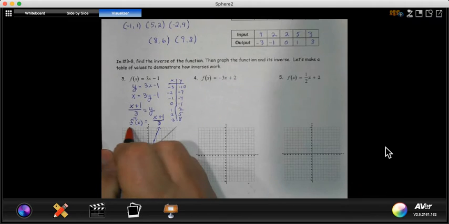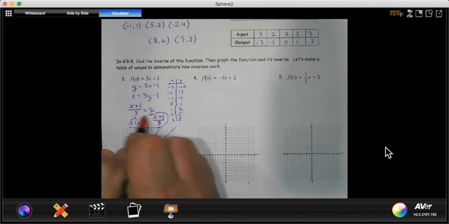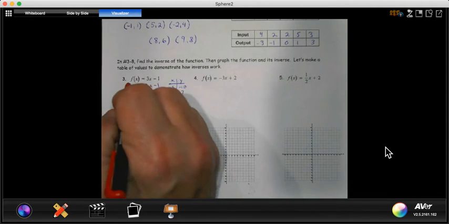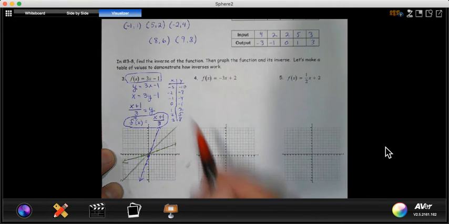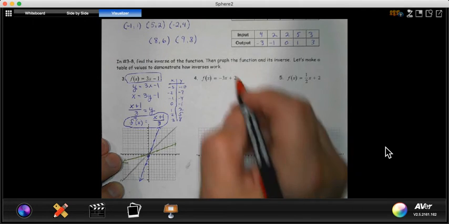So these are my answers. Sorry. This is the inverse. This is the original. Those are considered opposites. And then my graph. The only table was for demonstration. Okay, so number 4.